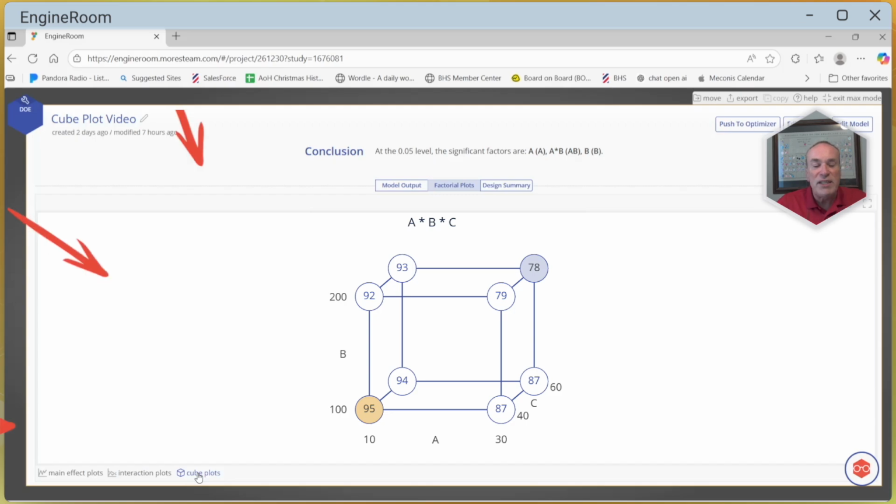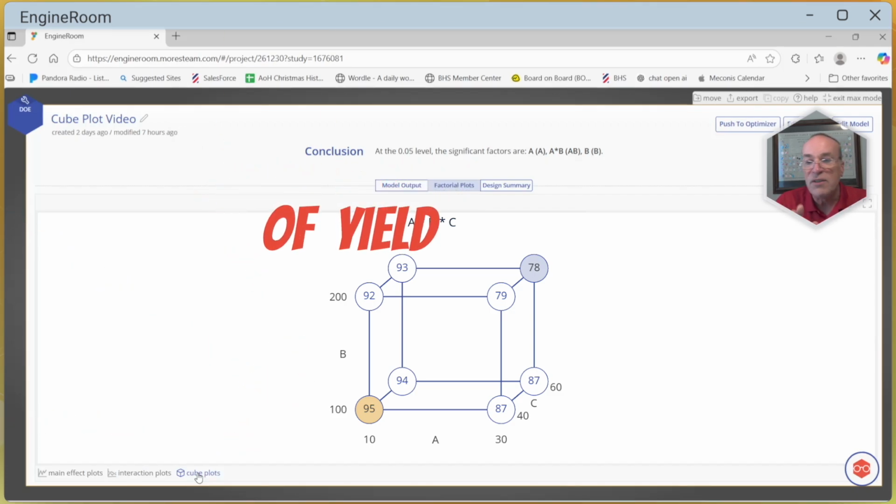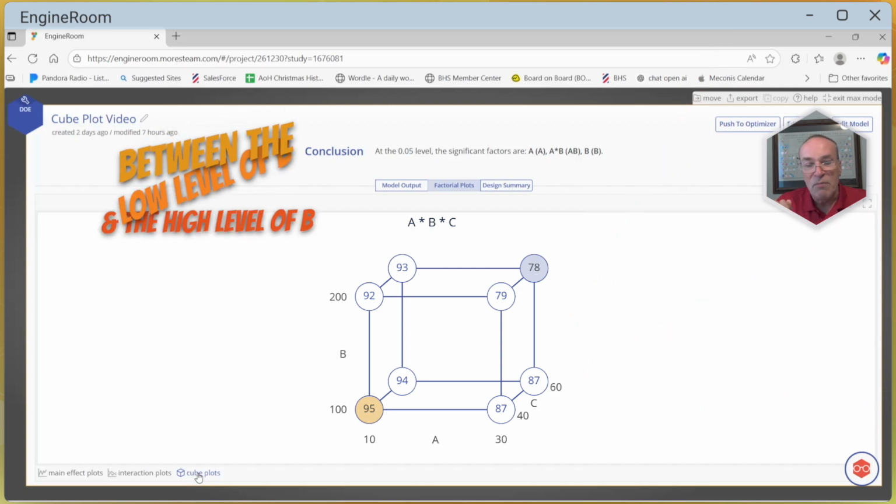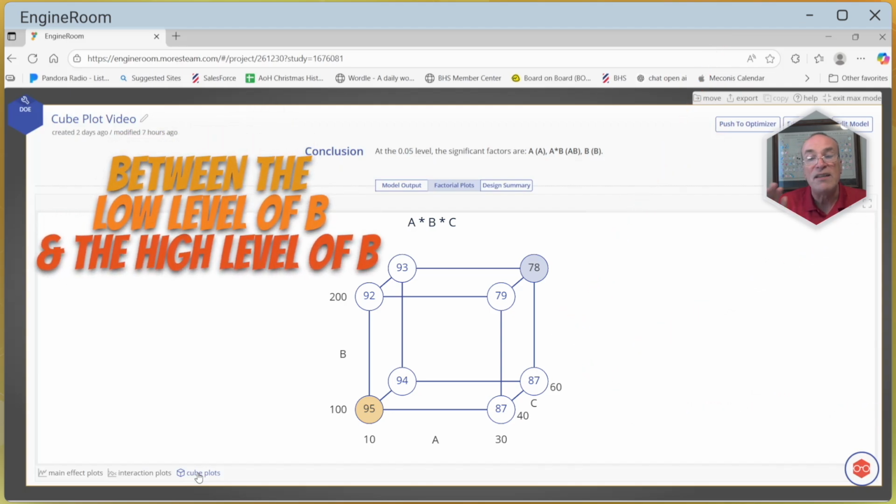So clearly we see that when we're at this left-hand side of A, at A equal 10, we have all high values of yield, and then on the other side where we have 30, it's a little bit less, and you can see the difference between the low level of B and the high level of B, and that's what the interaction is. So hopefully that helps out a bit.